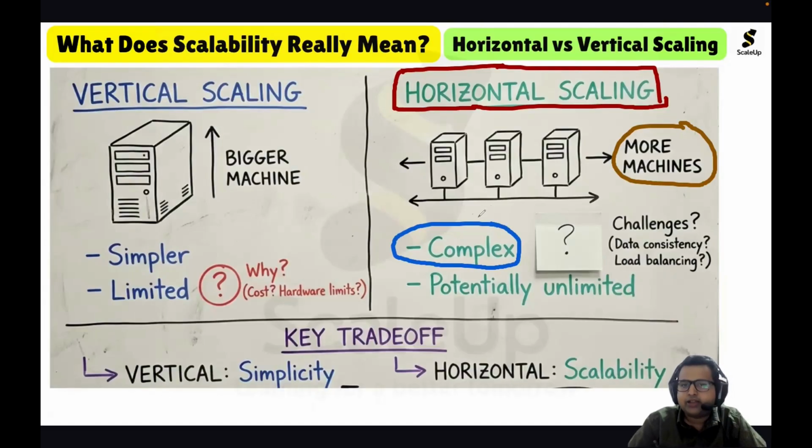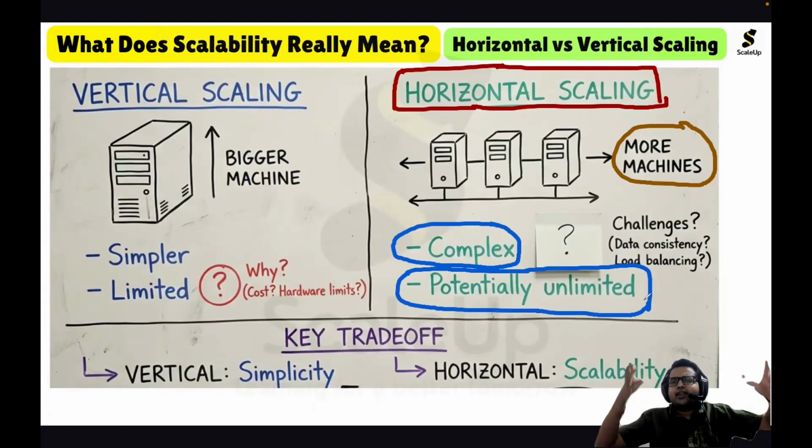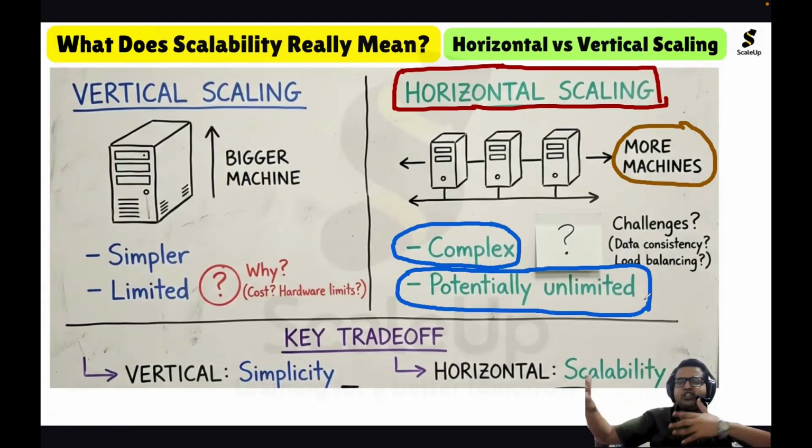But it is not limited, it is potentially unlimited. This is something very interesting about horizontal scaling, wherein with load we can just keep on adding the replicas of the same machine, and we can very easily scale. So horizontal scaling means adding more machines, creating the replicas of the machine. It is complex because it involves distributed architecture, data consistency, and load balancing, but it is potentially unlimited, wherein we can keep on adding more and more resources.